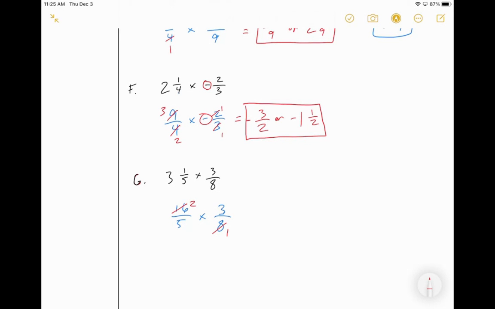And now you multiply across. 2 times 3 is equal to 6. 5 times 1 is equal to 5. So you can write it as 6 over 5 or 1 1/5.